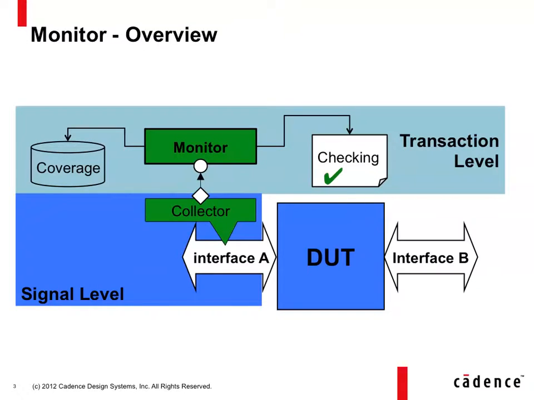In this illustration here, we have a monitor collector pair. So we're operating at the RTL level. The collector translates basically signal level activity into the transaction level and gives it to the monitor. And then the monitor can perform coverage and checking. So here we can see we have stimulus going through the interface, collector translates it, and the monitor is collecting coverage as this information moves in.